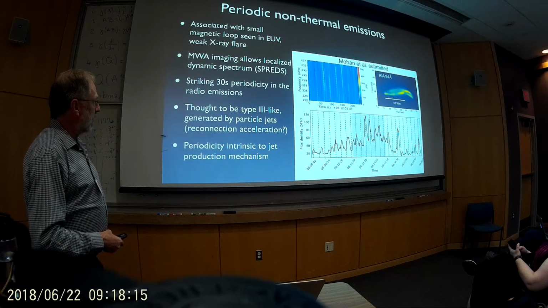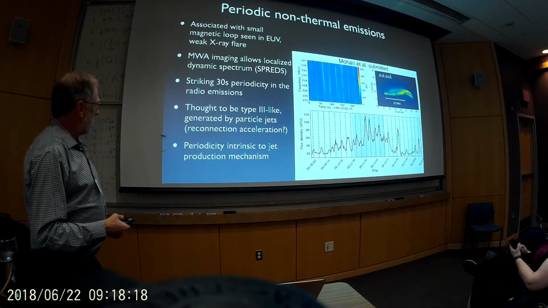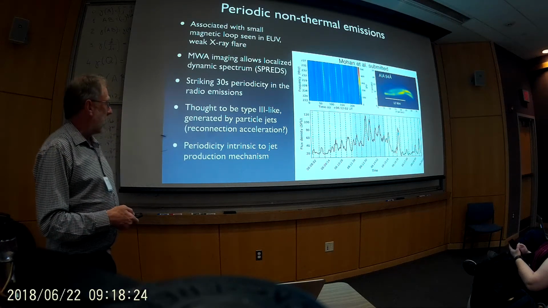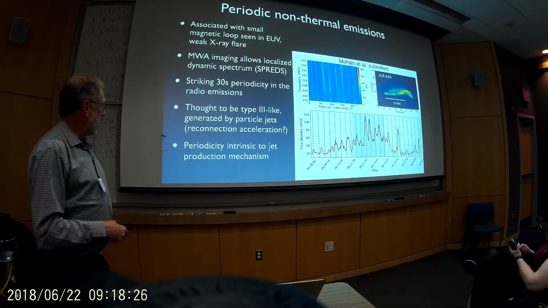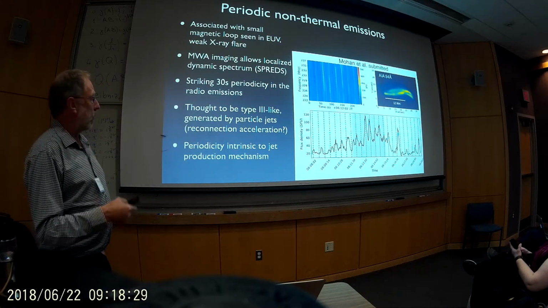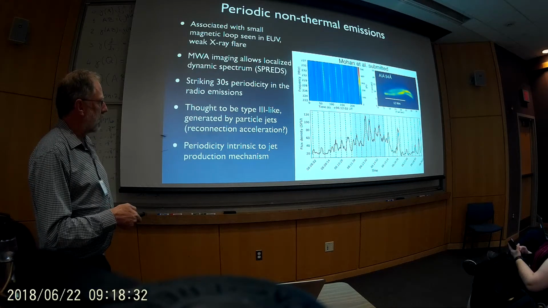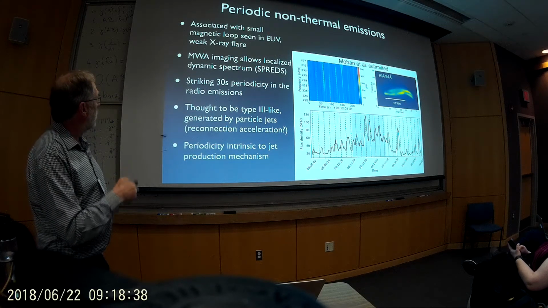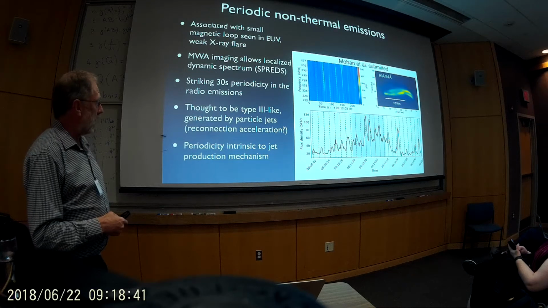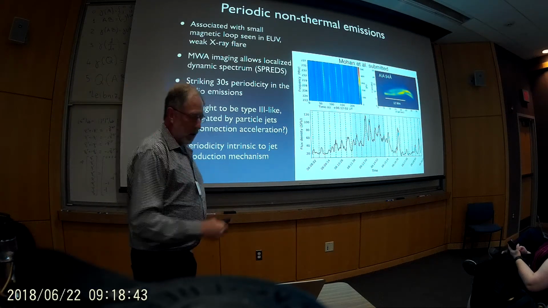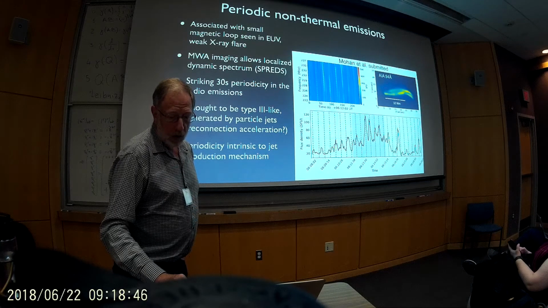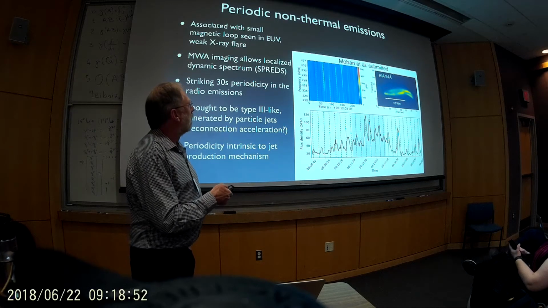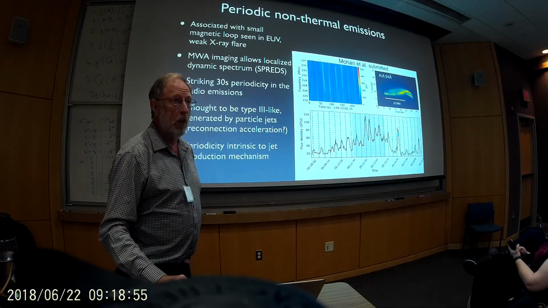It does appear that these things are somewhat like type 3s generated by particle jets of some kind. Again, the conclusion is that the periodicity that's being observed is actually intrinsic to the production mechanism of those jets. There's actually some sign of weak periodicity before this event of this X-ray flare and the associated magnetic loop were noted. So it's a very interesting phenomenon. I haven't actually read the paper yet, but as far as physical interpretation, it poses a number of interesting questions.